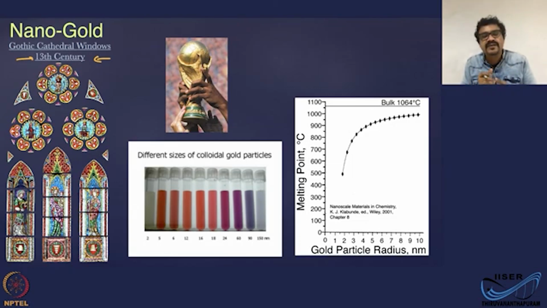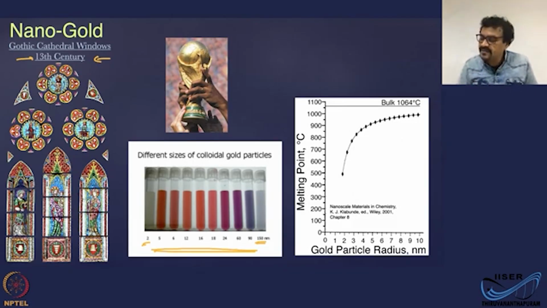In that way, from the same material but with different size, you can get different electronic properties. So all these colors are generated by gold nanoparticles of various sizes. Here is another example where gold nanoparticles display a spectrum of colors as a function of their size, from 2 nanometers through 150 nanometers. The same technique was used in the 13th century Gothic cathedral window paintings.